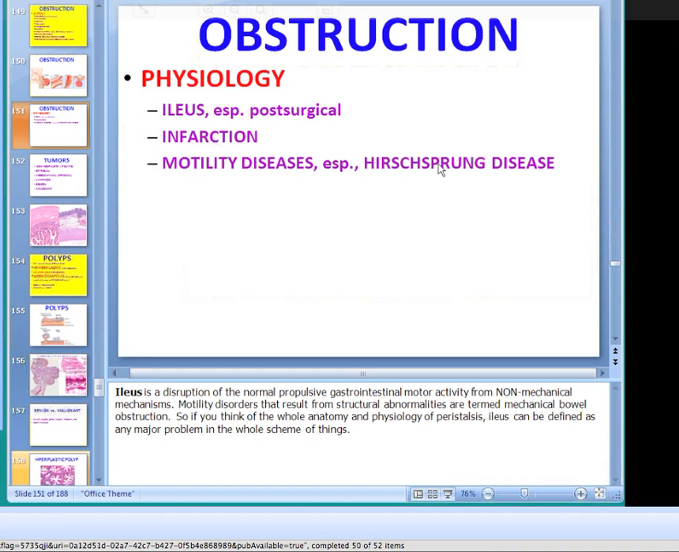Of course, if the bowel's infarcted, that's a physiologic cause. Or any of the so-called neural innervation or motility diseases of the bowel, like Hirschsprung's disease. You have physiologic obstruction, or lack of peristalsis, there simply because there are no ganglion cells to encourage peristalsis.